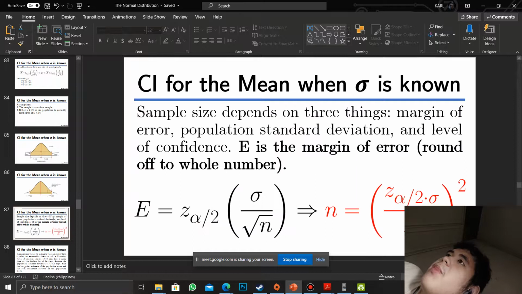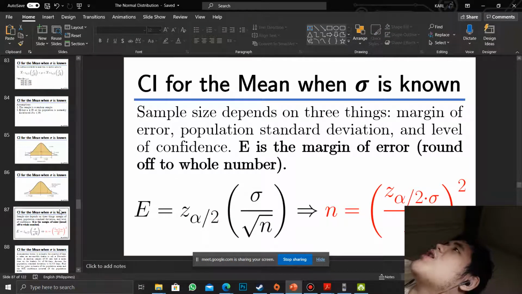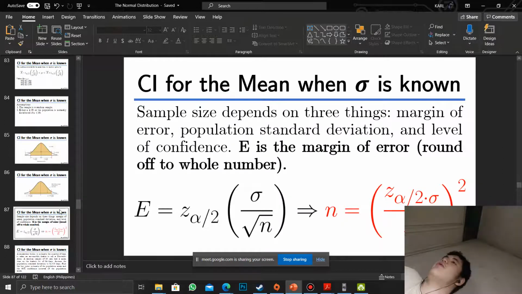Sige. Tapos pag naman sample size, depends on three things. Margin of error. Okay, ano yung margin of error dito, guys? Yung Z alpha over 2 times sigma over square root of n. Yun yung margin of error. Sample size depends on three things: margin of error, population standard deviation, and level of confidence. Ayan. Use the formula for n. Kasi kapag decimal yung nakuha mo, round up to the whole number. Round up.